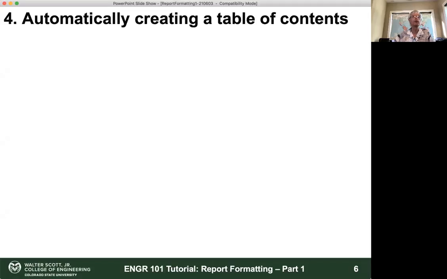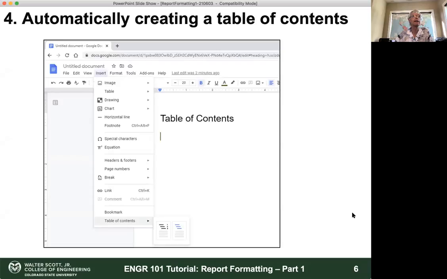In the presentation, I will show you again, basically to remind you, how you automatically create a table of contents. The way you do that is you go to the place where you want the table of contents to appear. You click Insert. You then click Table of Contents at the bottom. You pick the type of table of contents, and boom, it's done.